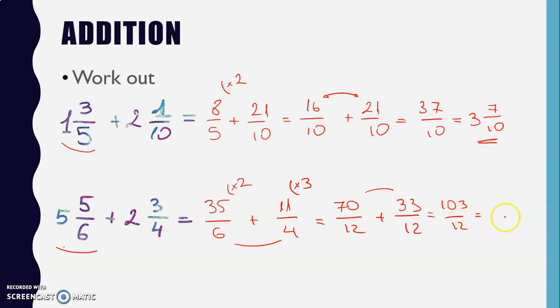103 divided by 12 is 8. There is a remainder of 7, so 7 and then 12. We just copy the denominator.